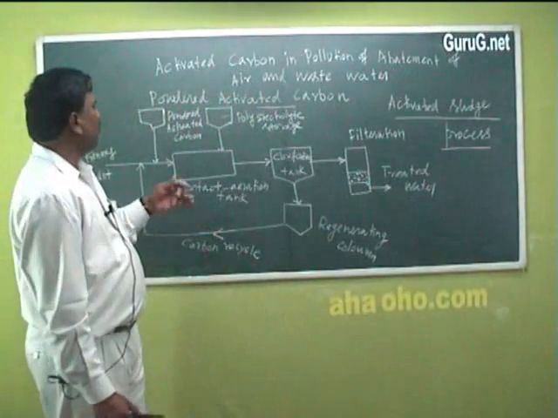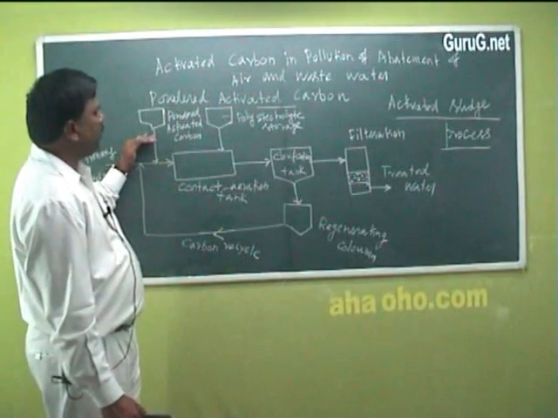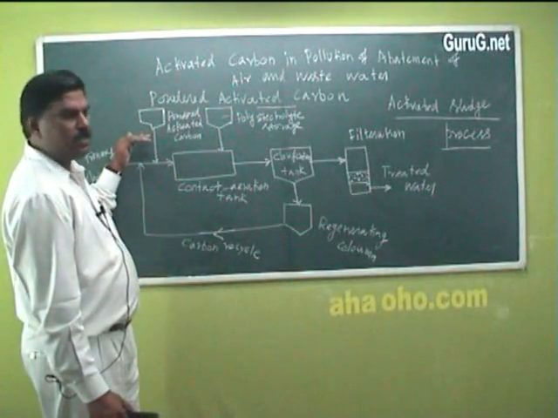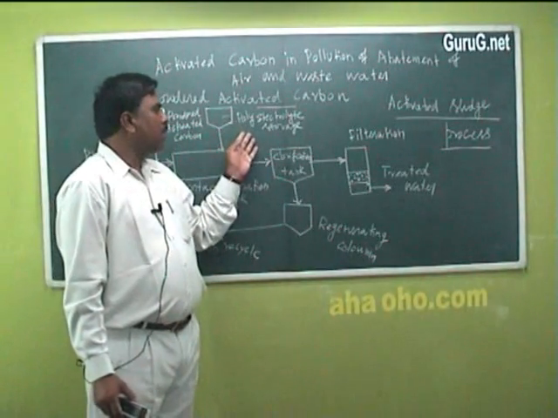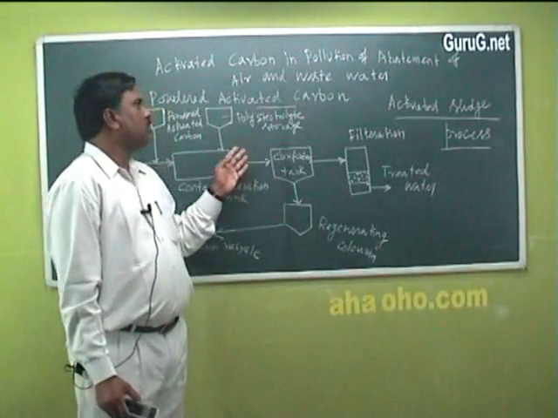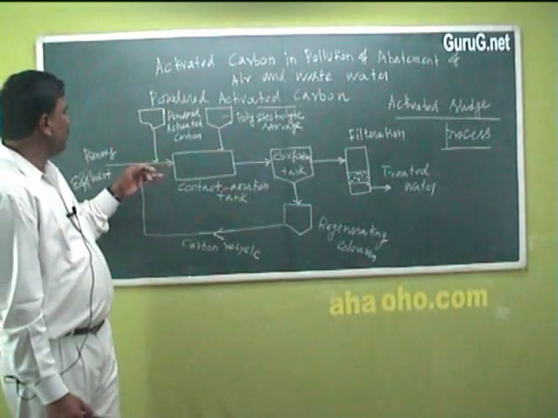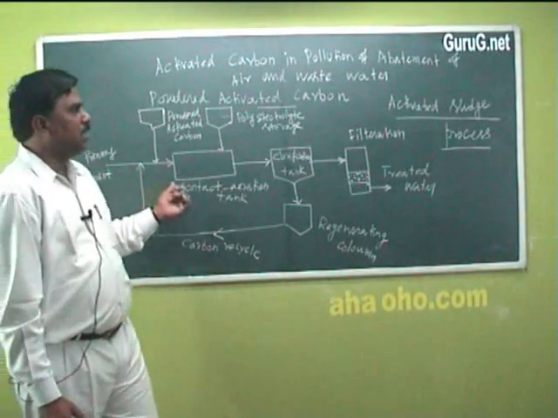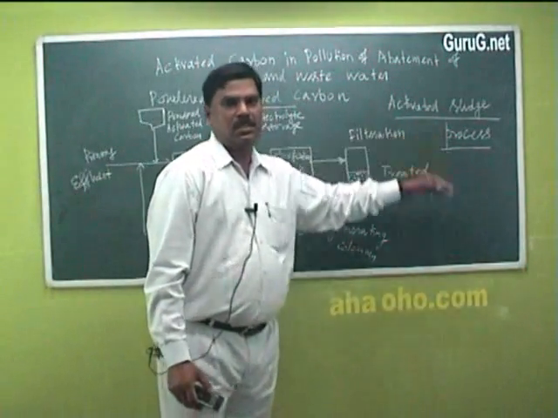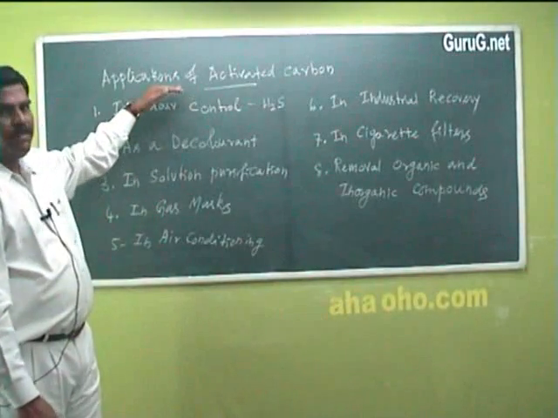Here you can use the powdered activated carbon in the form of fine powder. Normally resins are used for the polyelectrolyte storage. So this is the method of treating the effluent coming out from industries. This is nothing but the activated sludge process. So next is the application of activated carbon.